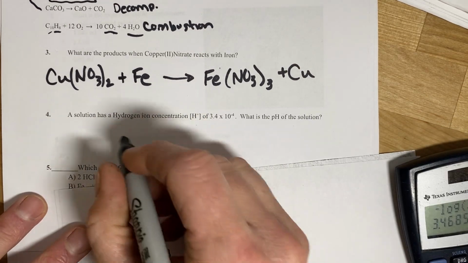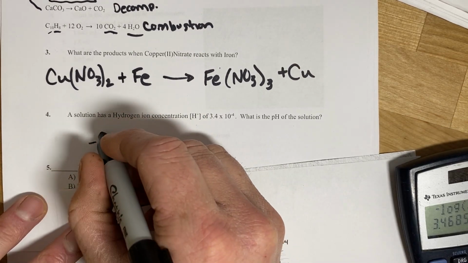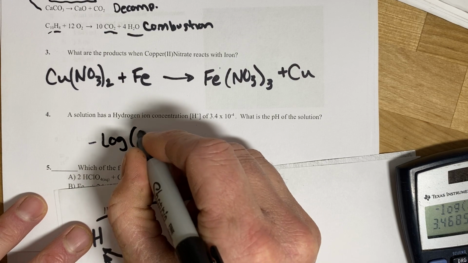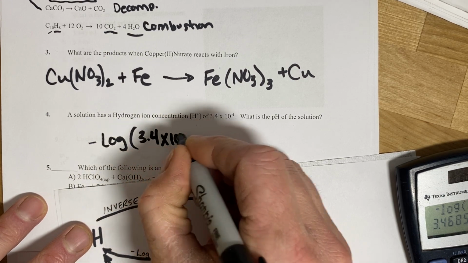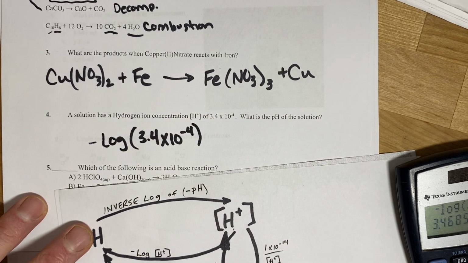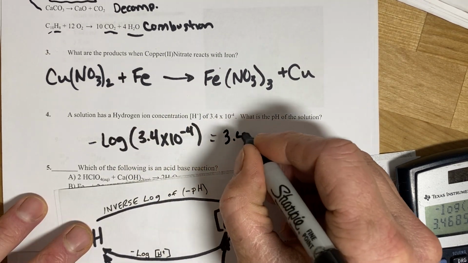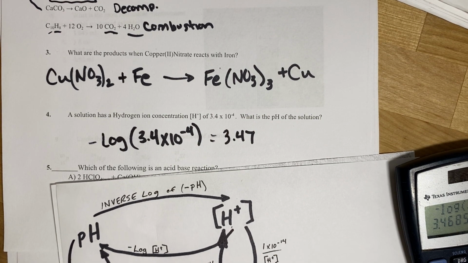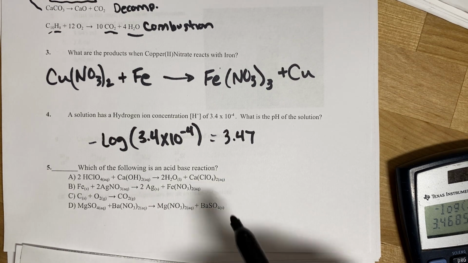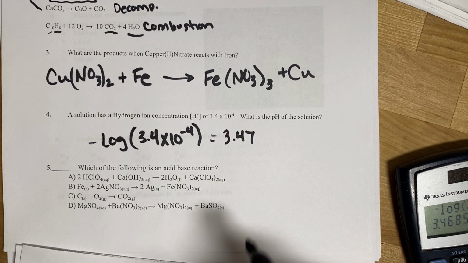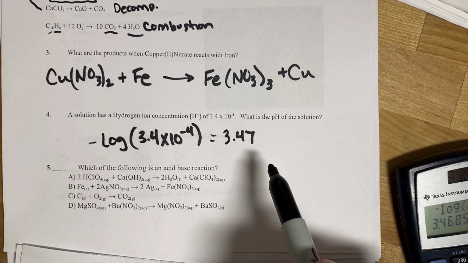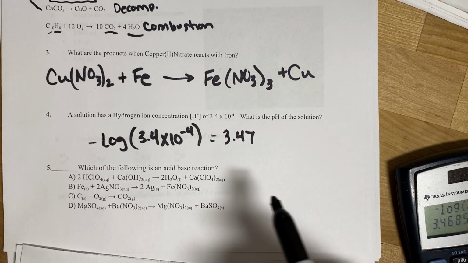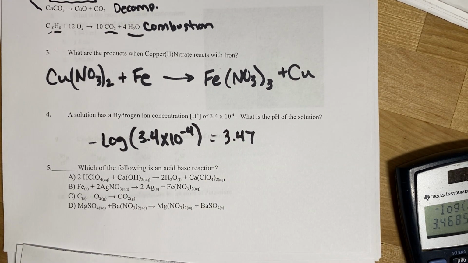So I'll just do what we did here. We did negative log of 3.4 times 10 to the negative 4th. And that gave us 3.47. And that's good. pH values are always going to be between 0 and 14. So if you end up with something under 0 or above 14, you've done something wrong. But 3.47 is a totally reasonable answer here.